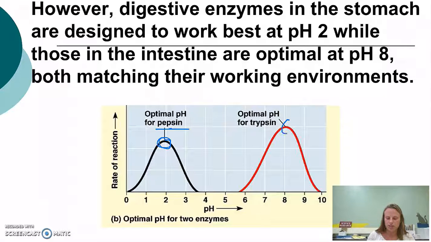Trypsin, another digestive enzyme, is going to work best at a pH of 8, however. And you'll notice that beyond those pHs for either one of those enzymes, our enzyme begins to denature and our rate of reaction starts to decrease.